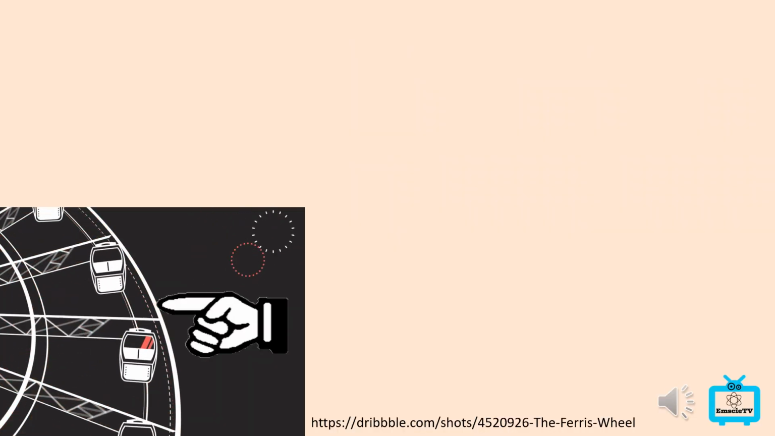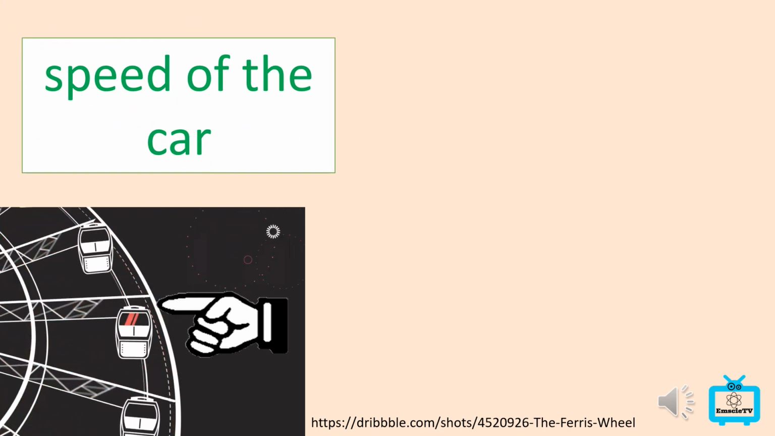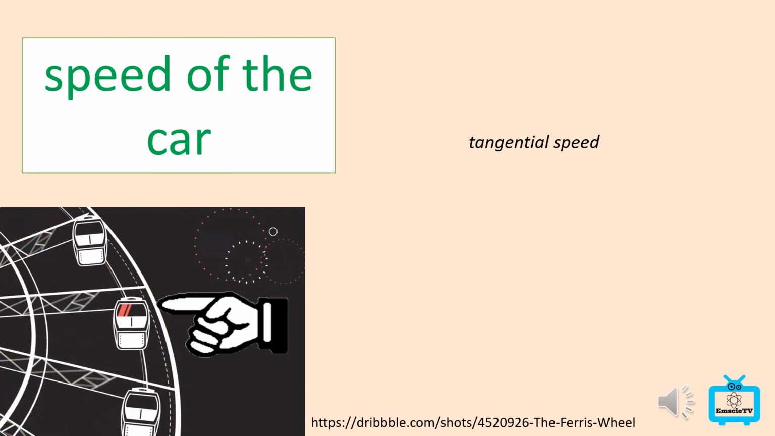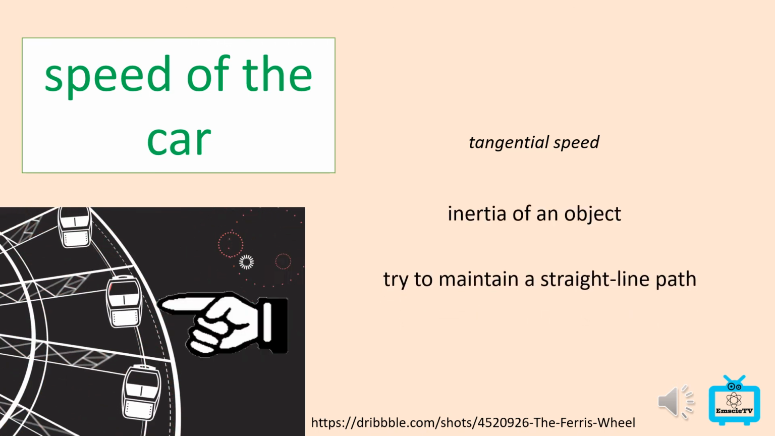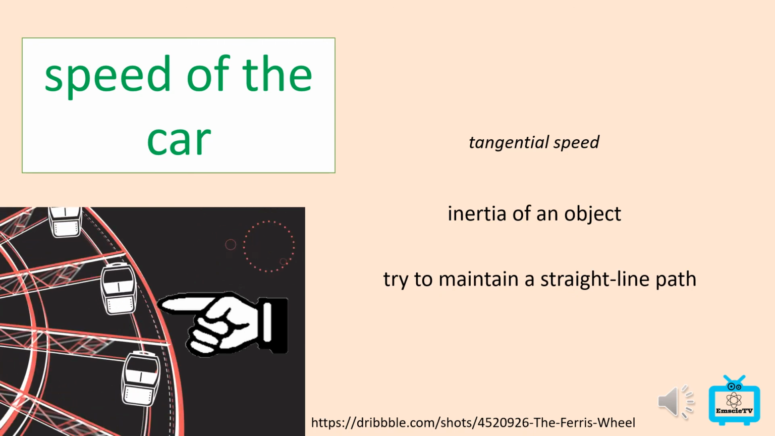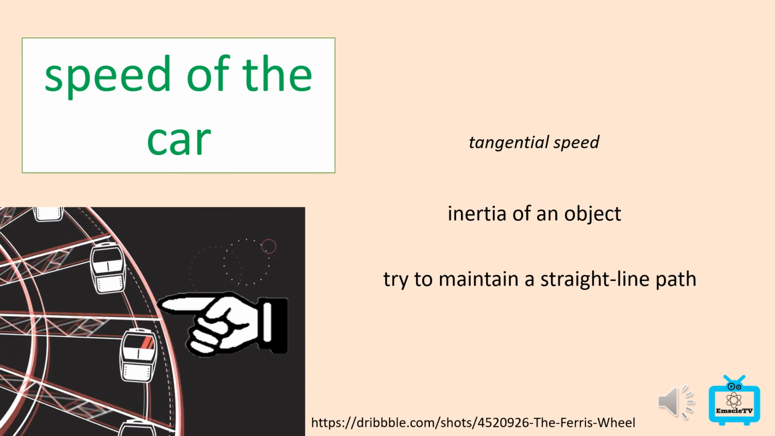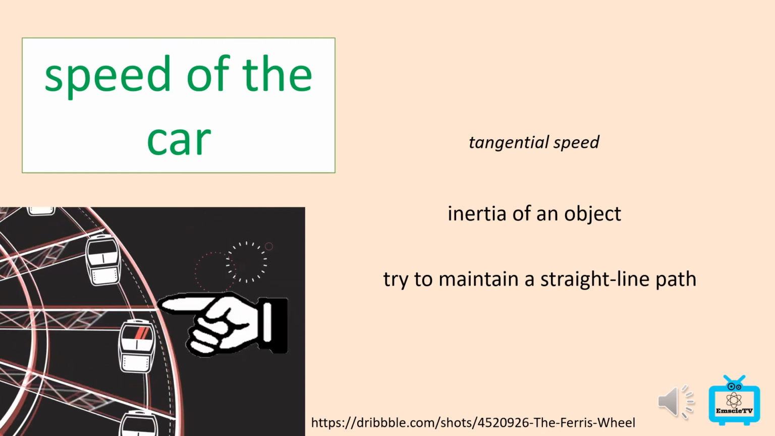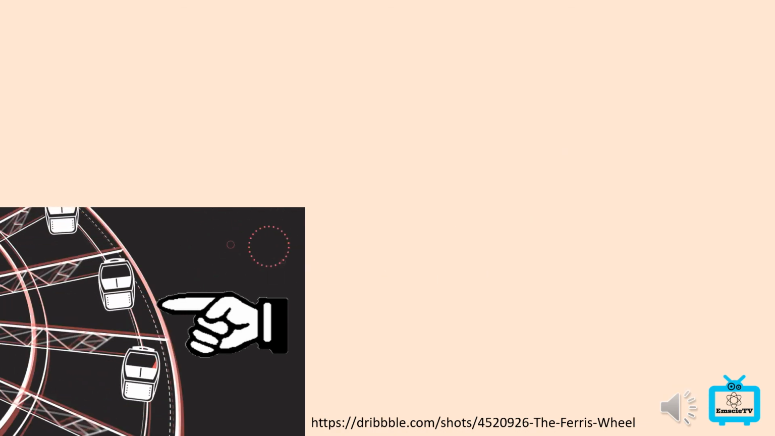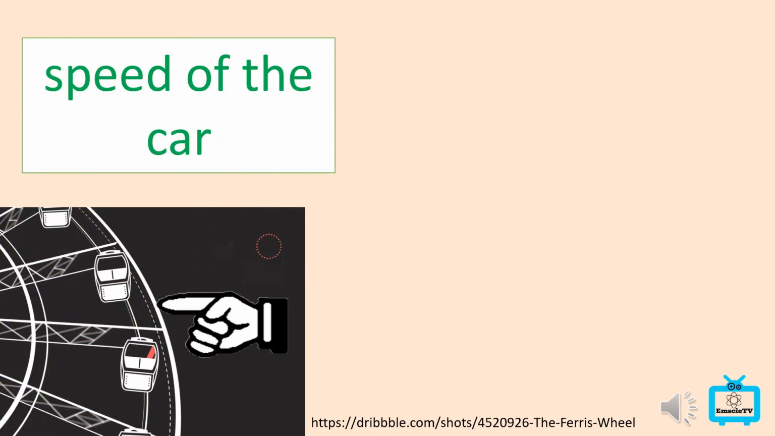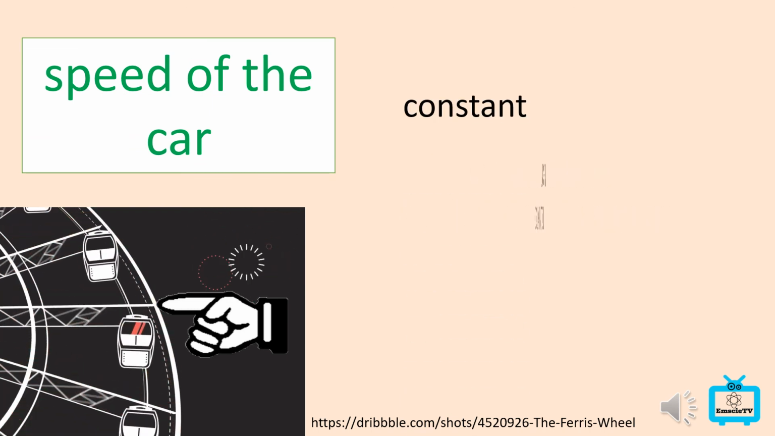To describe the speed of the car, it is common to discuss the tangential speed, because the inertia of an object causes it to try to maintain a straight line path. This is the speed of the car along the tangent line at a particular instant. If this tangential speed is constant, we will call this uniform circular motion.